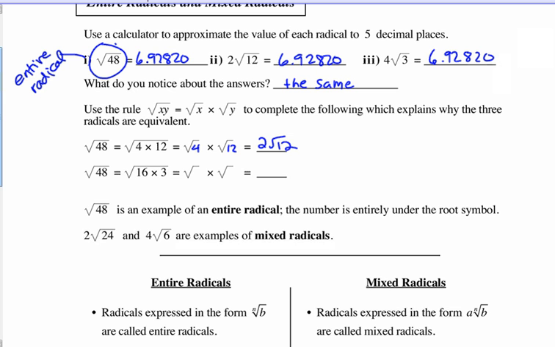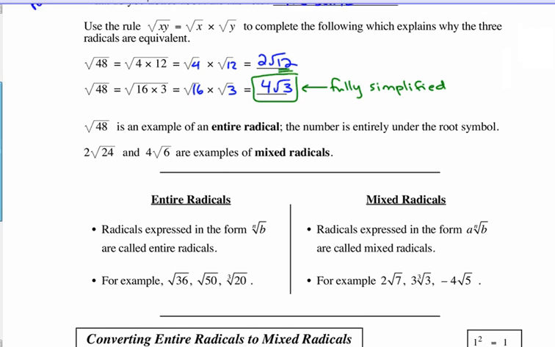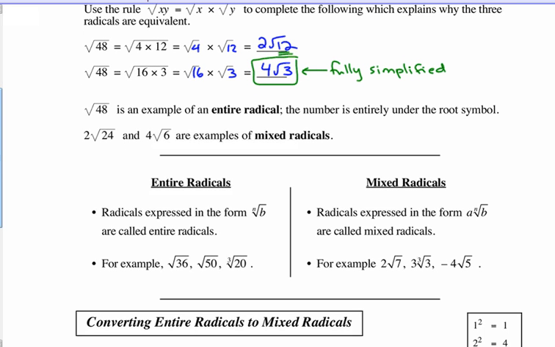We could also write 48 as 16 times 3, so root 16 times root 3, and what's the square root of 16? It's 4, so 4 root 3. Now, the second one is fully simplified, and the reason why is there is no perfect square that we can divide into 3. Whereas 12 here, you can actually divide 4 into it, which is a perfect square. So we're going to talk about fully simplified more in a moment. So root 48 is an entire radical, and the other two are mixed radicals.